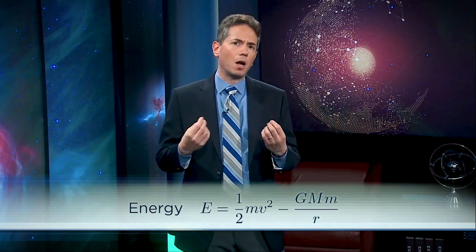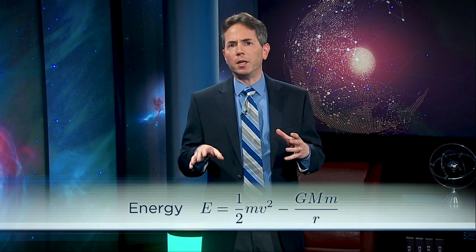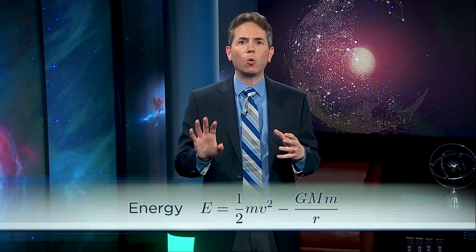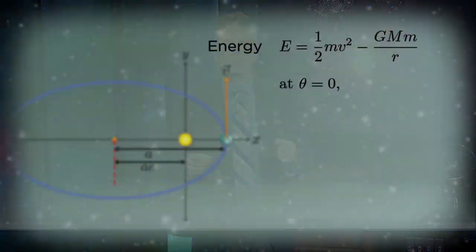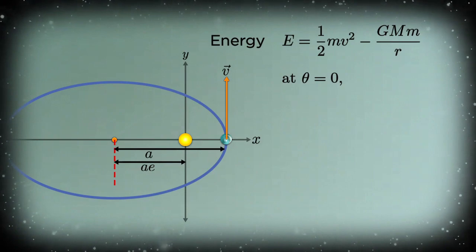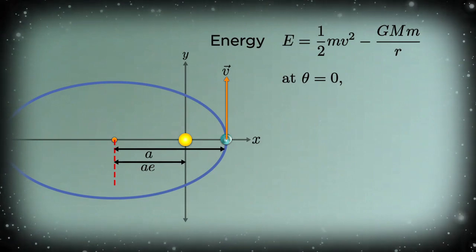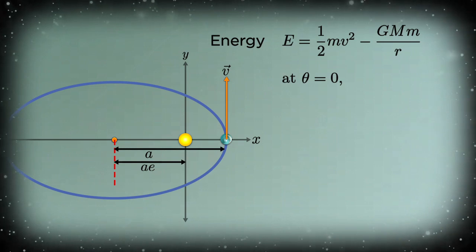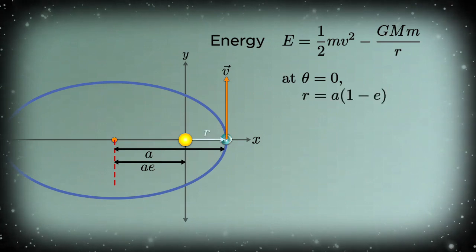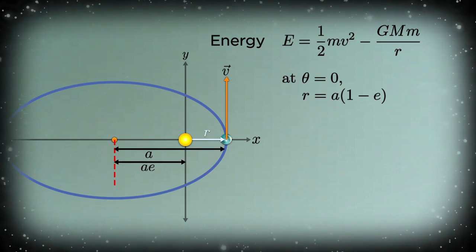Since energy is constant, we can calculate it at any point we want in the planet's orbit, and we'll get the same answer. So let's make life simple by choosing theta equals 0. That's when the planet makes its closest approach to the sun, and r equals a times 1 minus e.